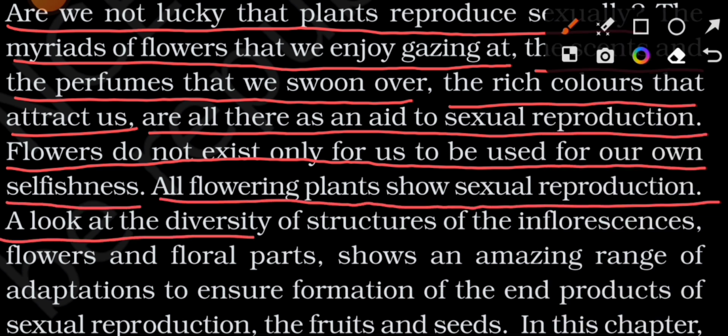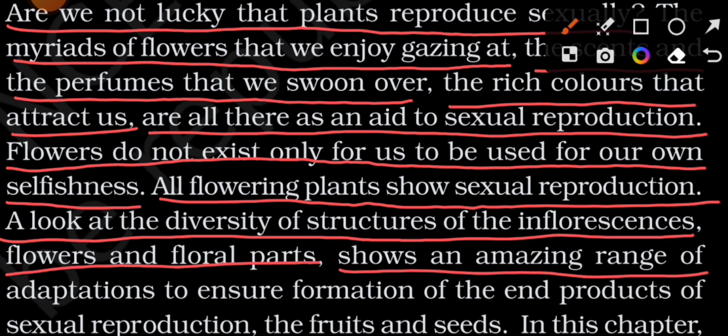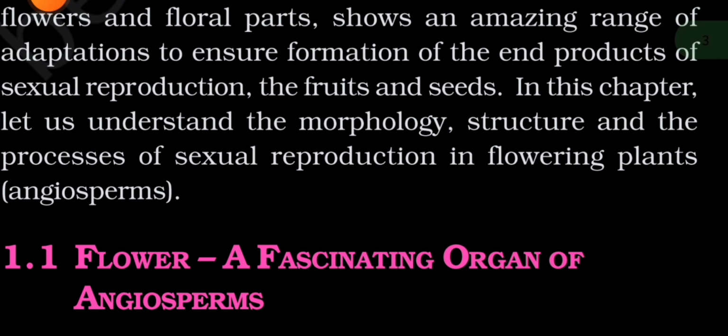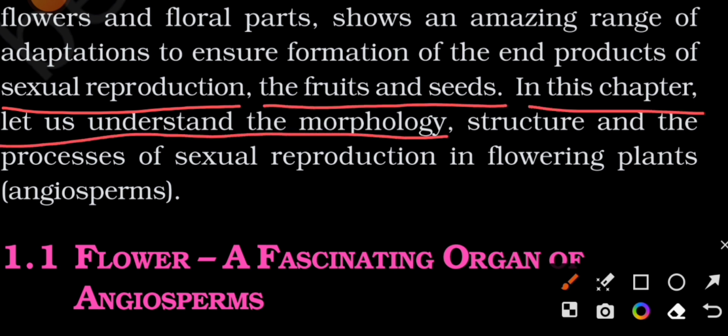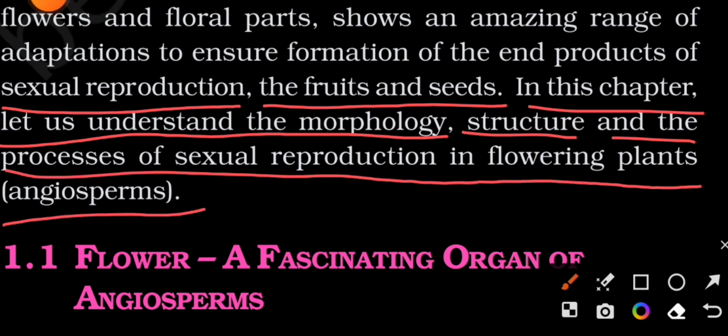A look at the diversity of structures of the inflorescence, flowers and floral parts shows an amazing range of adaptations to ensure formation of the end products of sexual reproduction, the fruits and seeds. In this chapter, let us understand the morphology, structure and the processes of sexual reproduction in flowering plants. Angiosperm.